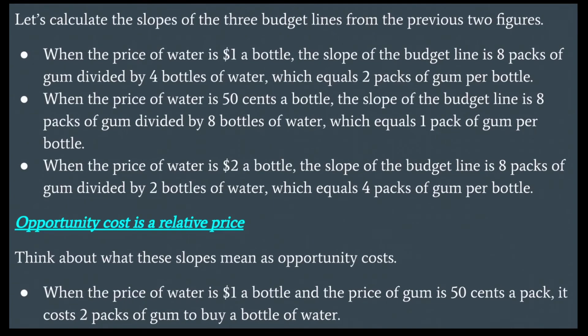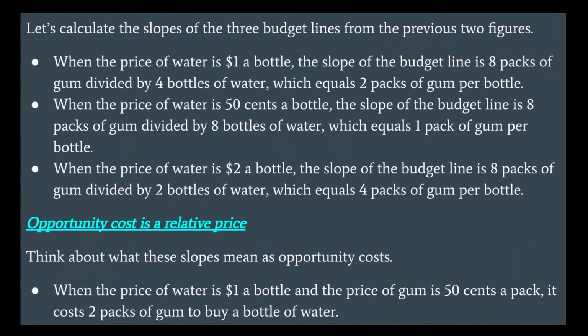Let's calculate the slopes of the three budget lines in the previous two figures. When the price of water is $1 a bottle, the slope of the budget line is 8 packs of gum divided by 4 bottles of water, which equals 2 packs of gum per bottle. When the price of water is 50 cents a bottle, the slope is 8 packs of gum divided by 8 bottles of water, which equals 1 pack of gum per bottle. When the price of water is $2 a bottle, the slope is 8 packs of gum divided by 2 bottles of water, which equals 4 packs of gum per bottle.